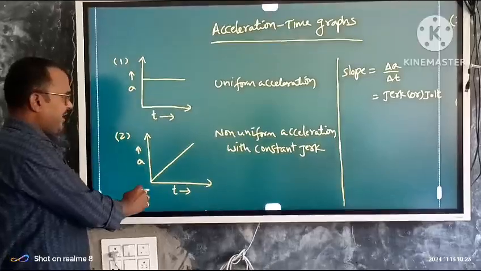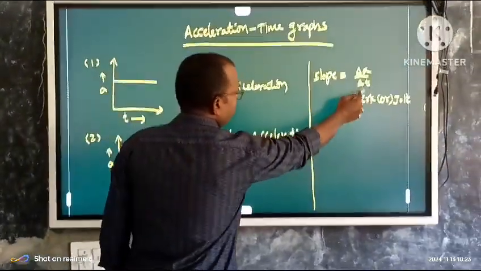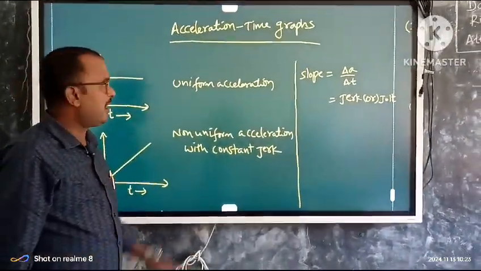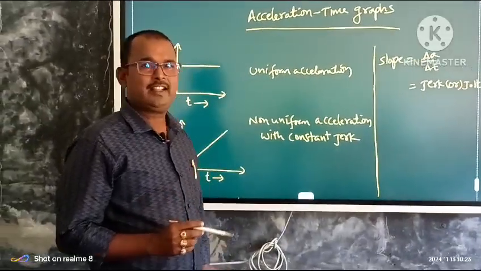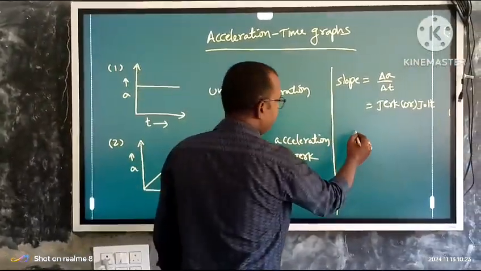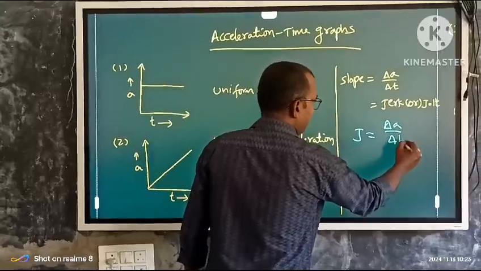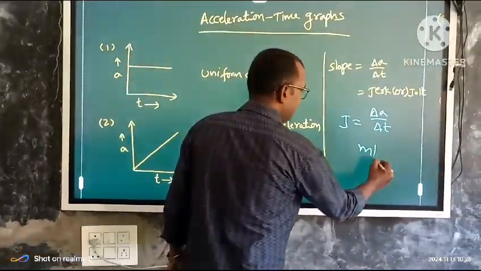So the slope of the acceleration time graph gives change in acceleration by change in time. It is also called as jerk or jolt. Jerk or jolt is defined as the rate of change of acceleration. So jerk is denoted by J equals delta A by delta T. So the SI unit of jerk is meter per second cube.